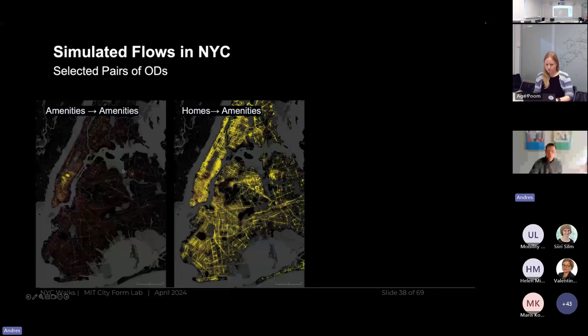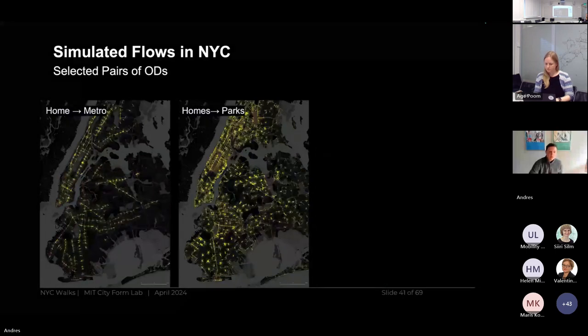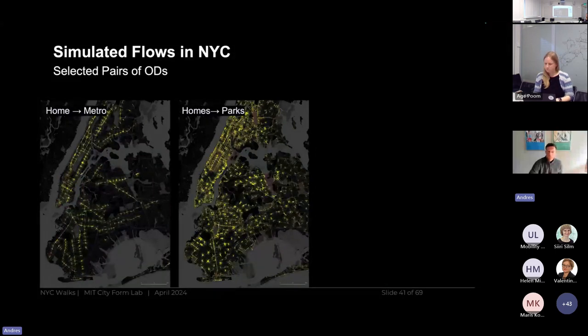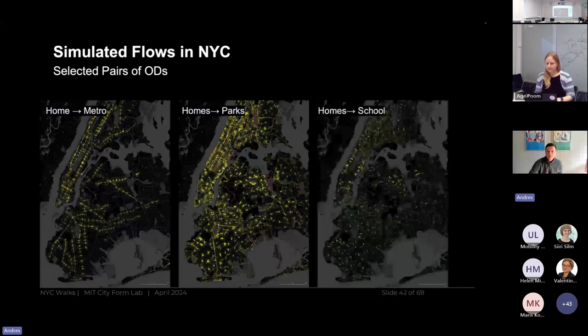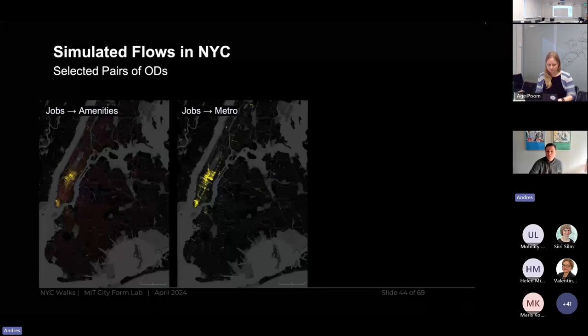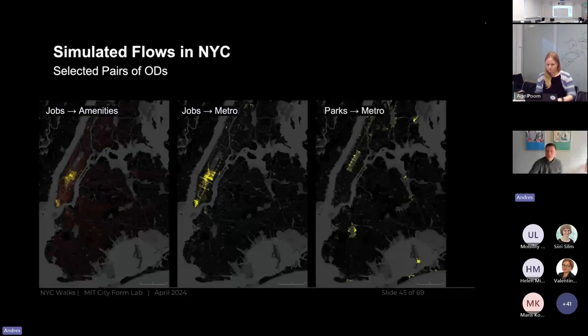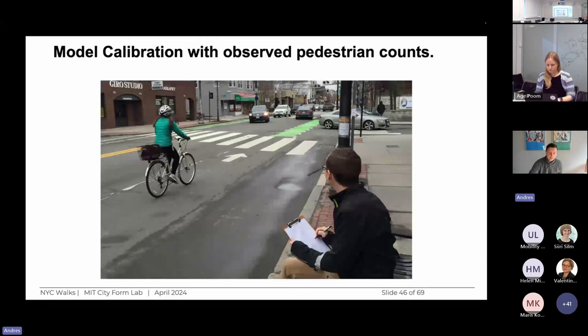These are trips from homes to jobs that are within an 800 meter, or half a mile, walk radius around homes. Trips from homes to metro stations, trips from homes to green areas and parks, trips from homes to school locations, trips from jobs to business amenities like restaurant services, retailers, and so forth, trips starting from jobs and going to metro stations. As you can see, there's a very high concentration of jobs in Midtown Manhattan and Lower Manhattan, where these highlights are shown, and trips between metro stations and parks in the city.